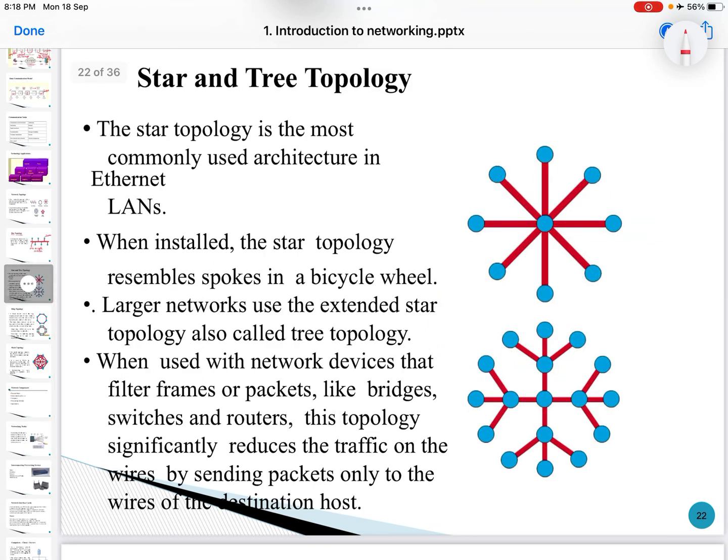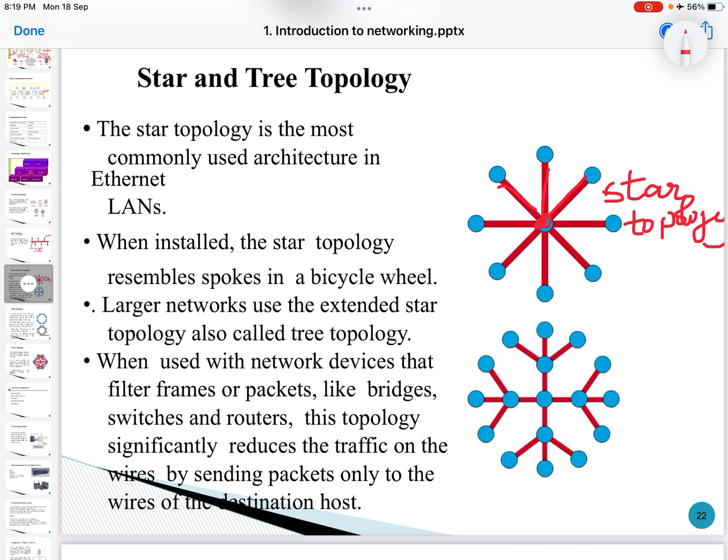Next is the star and the tree topology. The star topology is the most commonly used architecture in Ethernet LANs. When installed, the star topology resembles spokes in a bicycle wheel. So if you see the wheel, then it is this way only. This is a star topology.